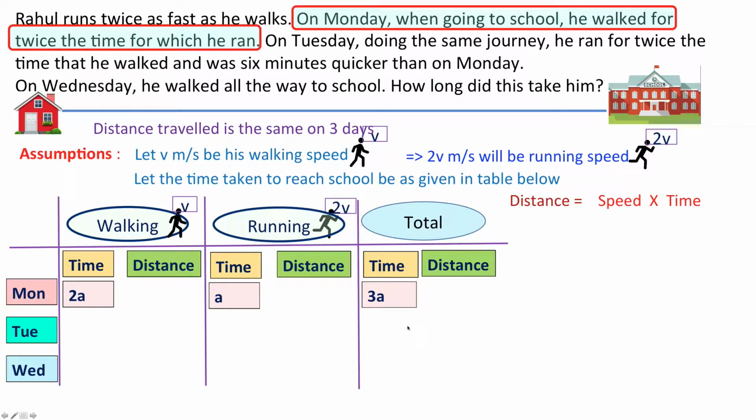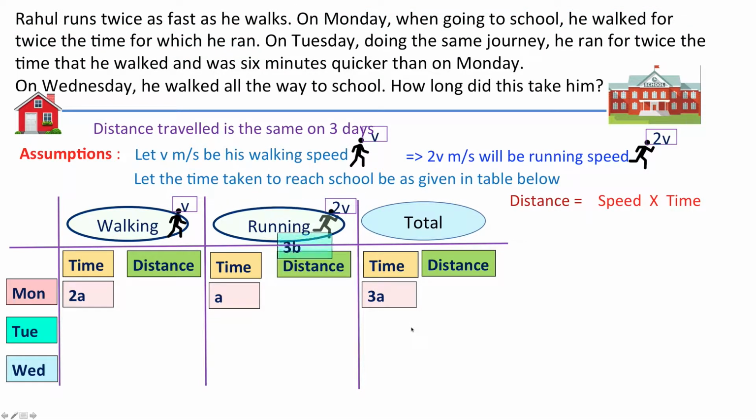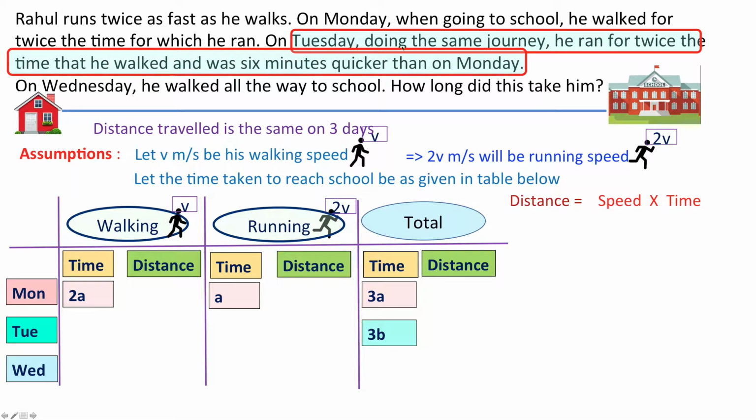Likewise, the total time taken on Tuesday, let's assume it as 3b. Why are we taking it as 3b? Because the information given here is that on Tuesday, doing the same journey, he ran for twice the time he walked. So on Tuesday, if he had walked for b minutes, he would have run for twice that time. So he would have run for 2b minutes. So b plus 2b gives you a total of 3b.